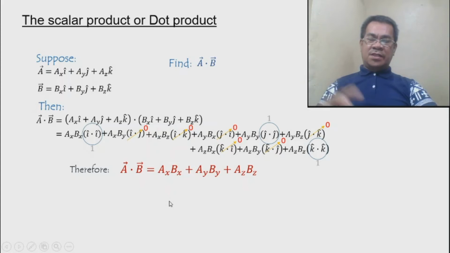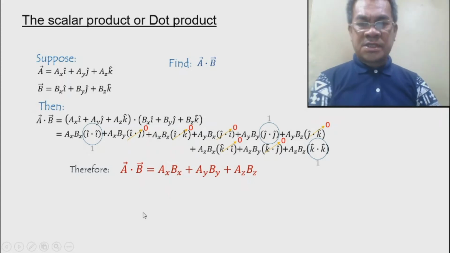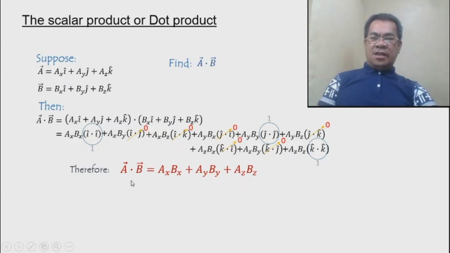So there are 2 formulas so far. In our previous slide, we learned that a dot b is the magnitude of a times the magnitude of b times the cosine of theta. So you can use that formula provided that you have the magnitude of a and the magnitude of b, and theta is the angle between a and b.